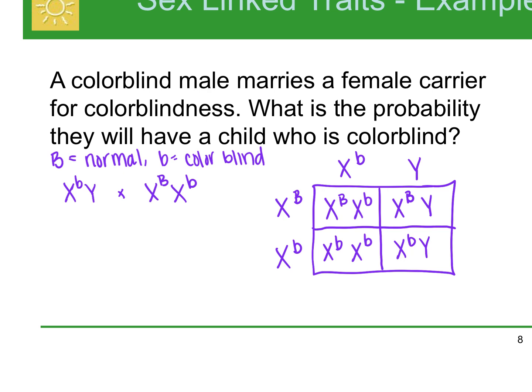So this couple has a 50% probability, right? So if you look at chances of having a daughter, it's a 50% chance of normal vision, 50% chance of colorblindness. If they have a son, 50% chance of normal, 50% chance of colorblindness. Okay, so their probability of having a child who's colorblind is a 50% chance.